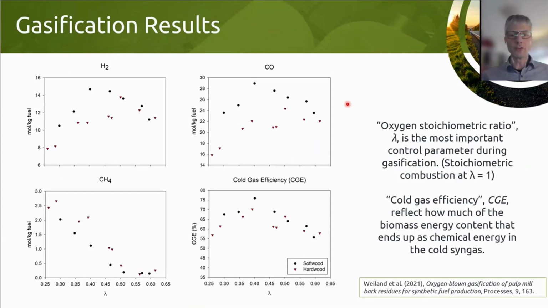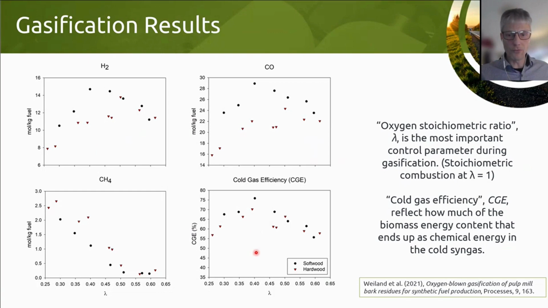When it comes to gasification, this oxygen stoichiometric ratio, denoted lambda, is the most important controlling parameter during gasification. At lambda equal to 1, we have stoichiometric combustion and we produce only CO2 and water vapor. But as you can see in these graphs, we tested oxygen feeding in the range from 30 to 60% of what is required for combustion. That means we generated an energetic gas composed of hydrogen, carbon monoxide, and methane, as shown here in the three graphs showing the gas yields.